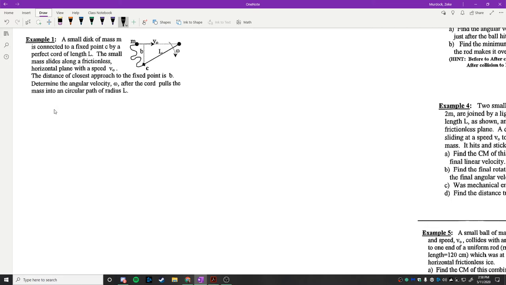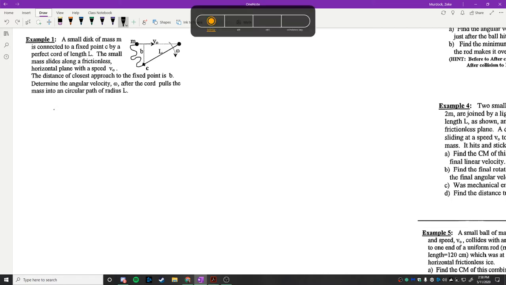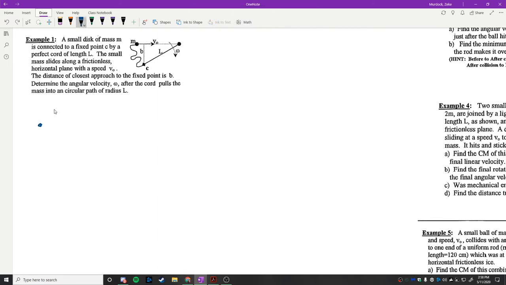Alright, this is a very bare bones angular momentum problem. Let's try to draw a picture of what's going on. So here's our mass m. It's got a velocity v-naught in this direction. It's attached to a really loose string right here. And that string is attached to a point, let's put it right here, that we call C. And we also know that the distance between here and here is b.